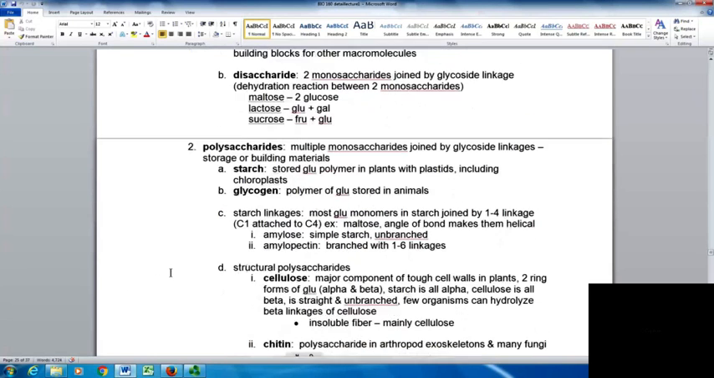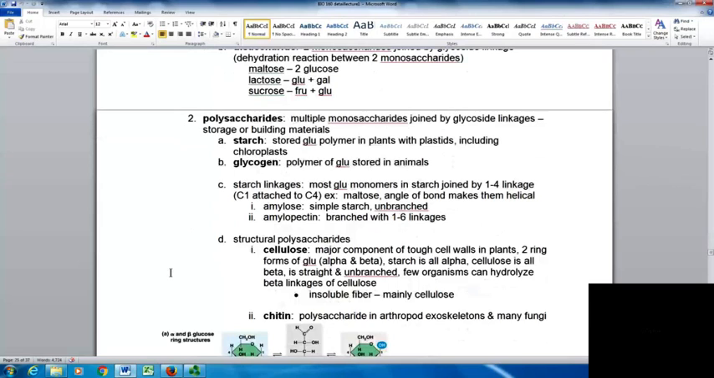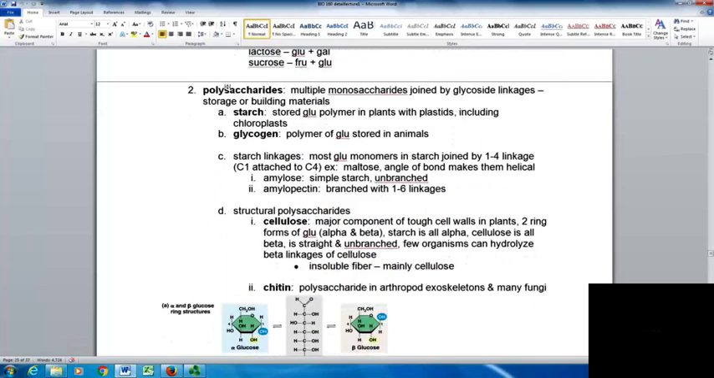The polysaccharides are going to have multiple monosaccharides joined together, again by glycosidic linkages. These are good for storage or building materials. First example is starch. It's a glucose polymer found in plants with plastids. This includes the chloroplasts.